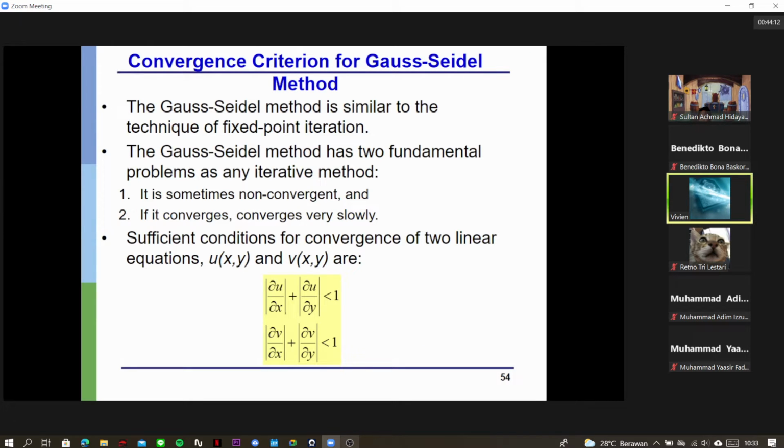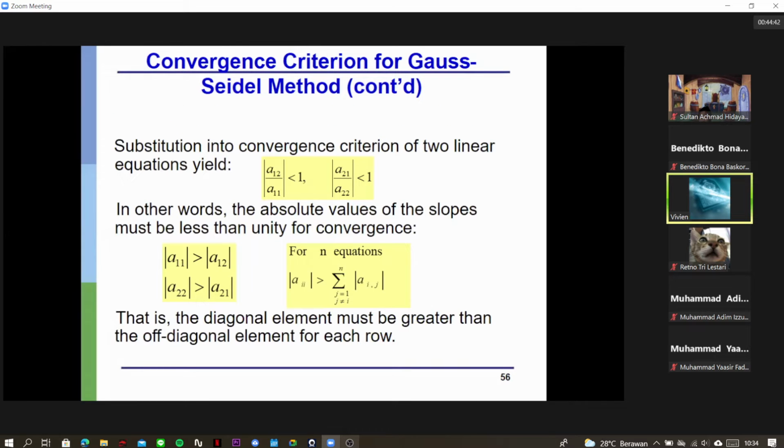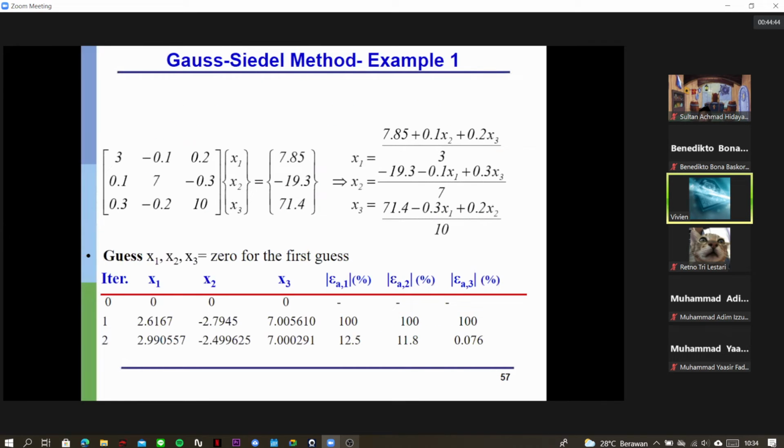Okay, so the convergence criterion for Gauss-Seidel as well as Jacobi is similar because both are iterative methods. So it has two fundamental problems. Sometimes it diverges or does not converge, and if it converges, sometimes it converges very slowly. So this is a problem with the Gauss-Seidel method.